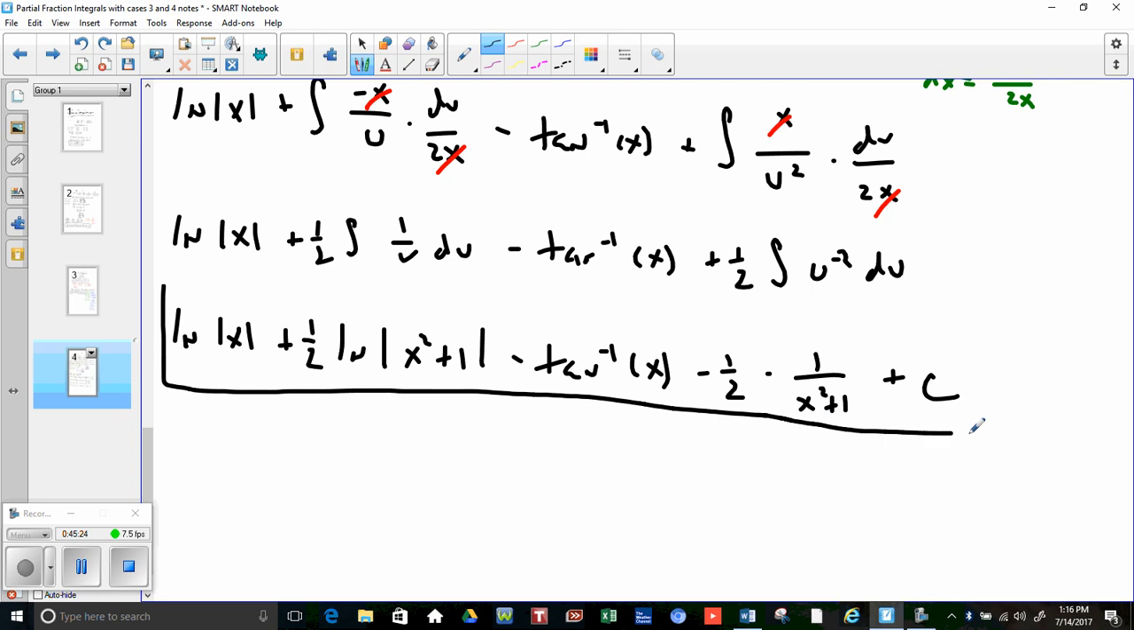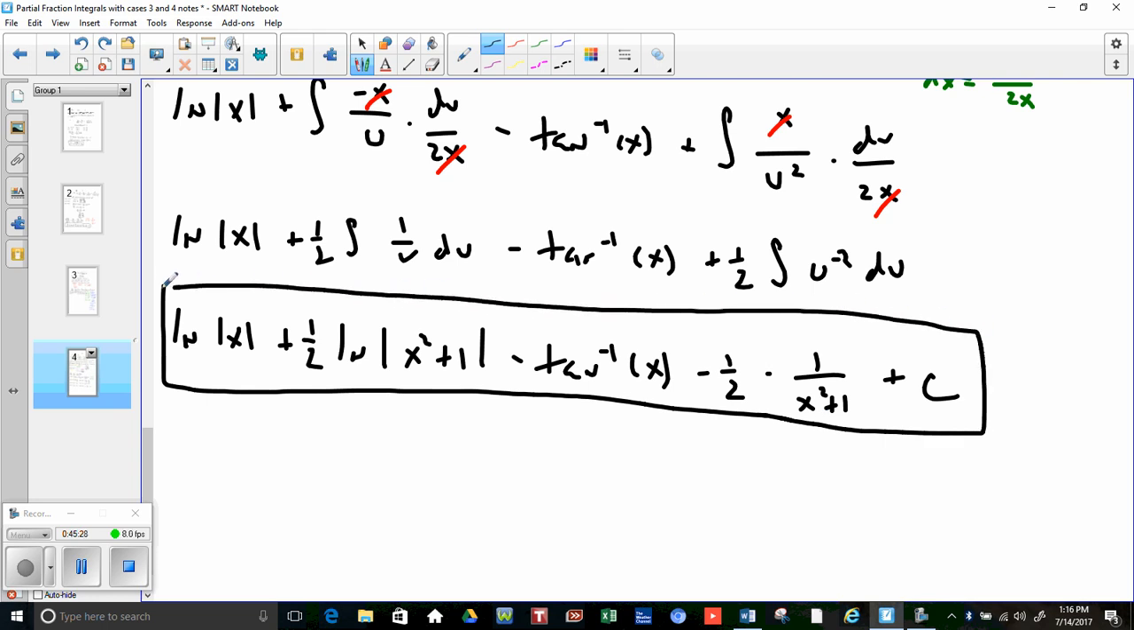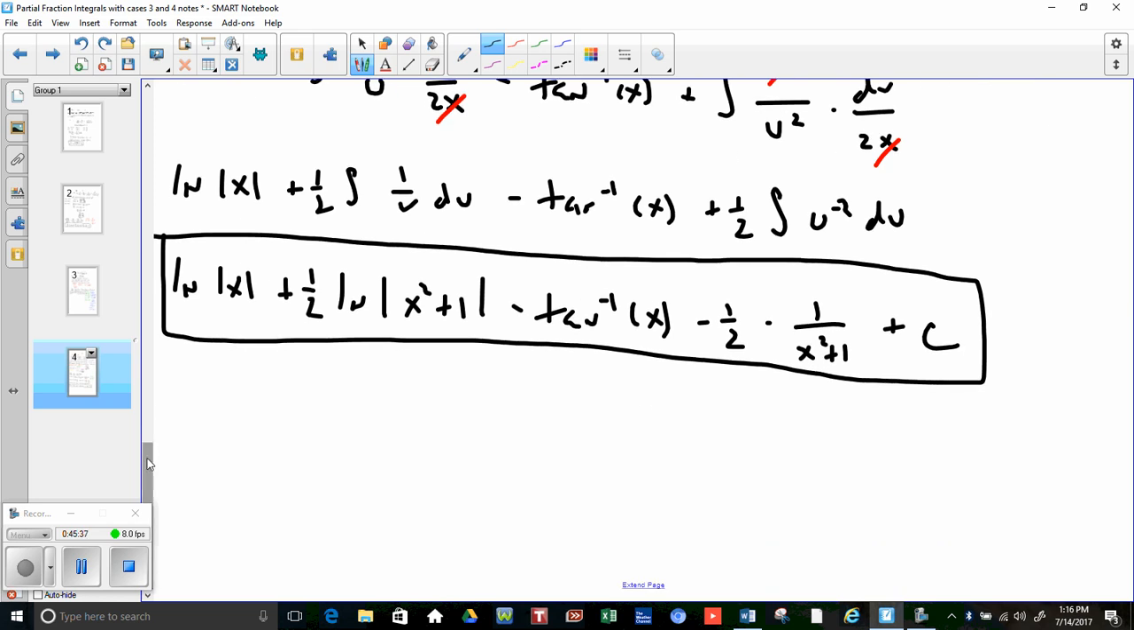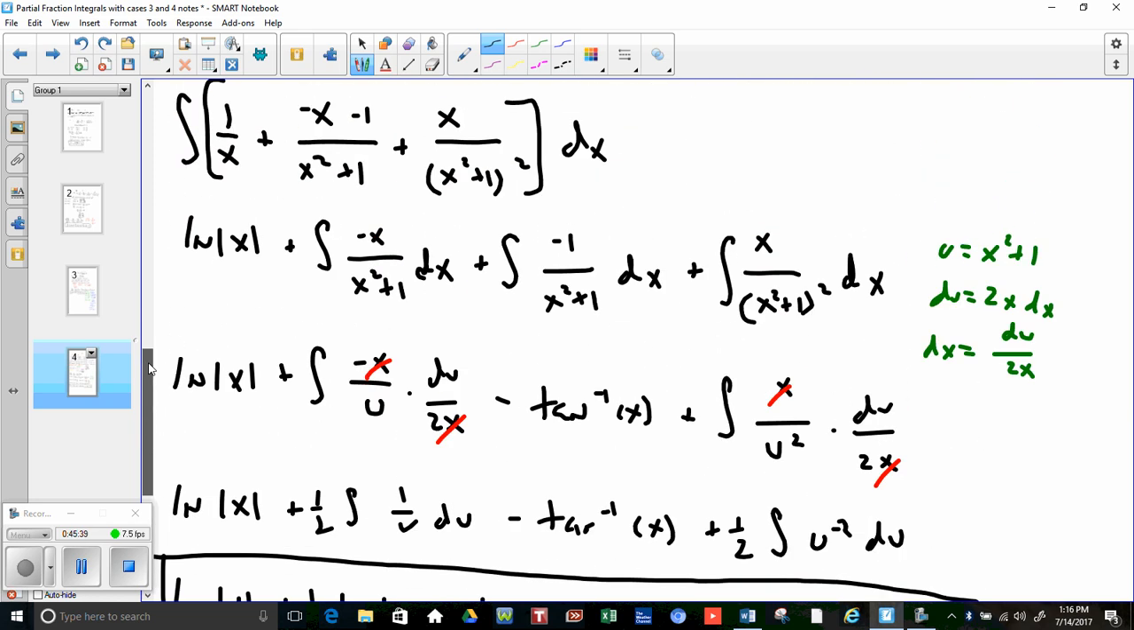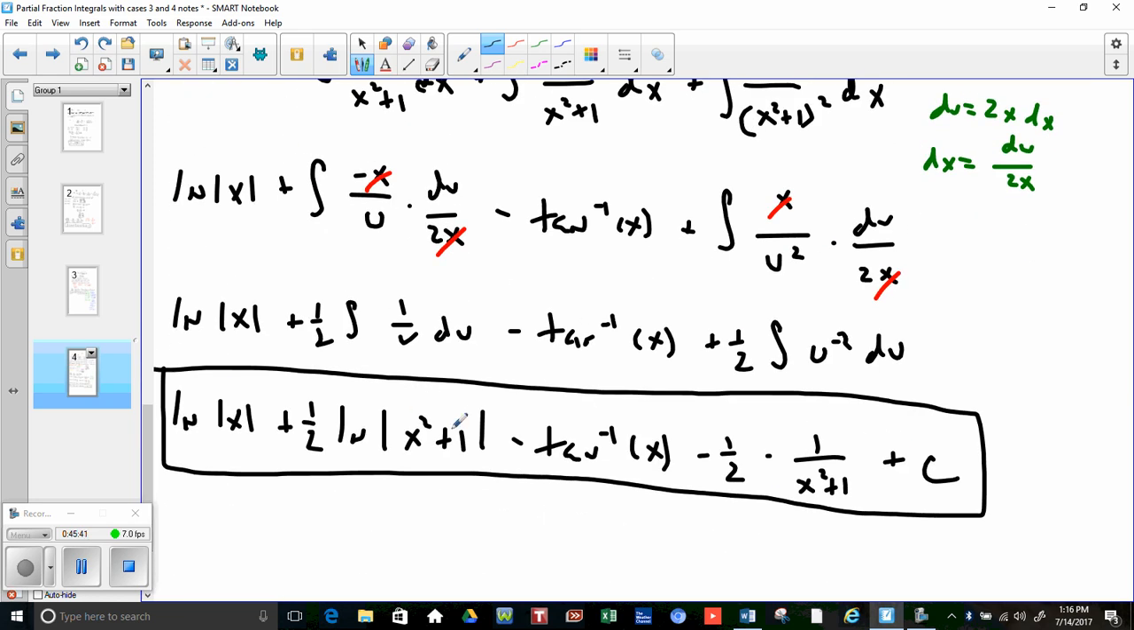So obviously these can take a little bit more time because there's a little bit more algebra to do up front with the actual partial fraction decomposition. All right, you guys have 4 problems to do for homework, 1 of each case, and that should be it. All right.